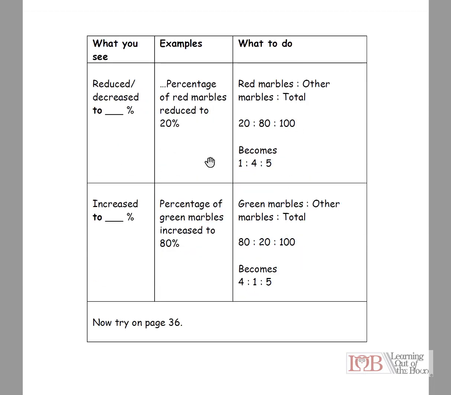Now, what about reduce to and increase to? If you see this example, when they say reduce to 20%, that means the final percentage of the red marbles is actually 20%. And if you see this example, percentage of the green marbles is increased to 80%. That means the final number is 80%. This is the final number. Okay.